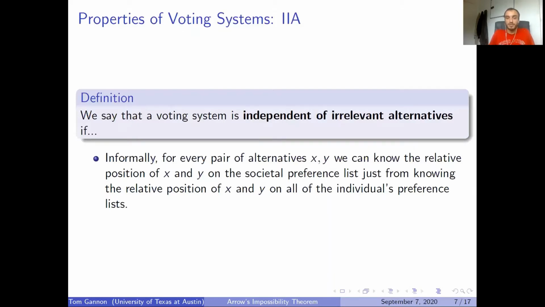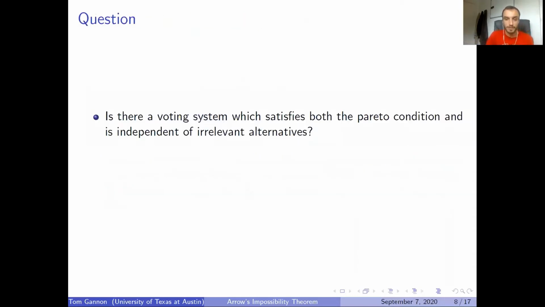So this leads to a totally natural question. It seems like first past the post is bunk, because it doesn't satisfy this seemingly easy property. So here's a question for you guys. Is there a voting system which satisfies both the Pareto condition and is actually independent of irrelevant alternatives? Take a second to think about it.